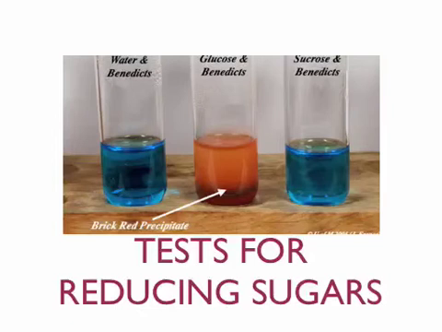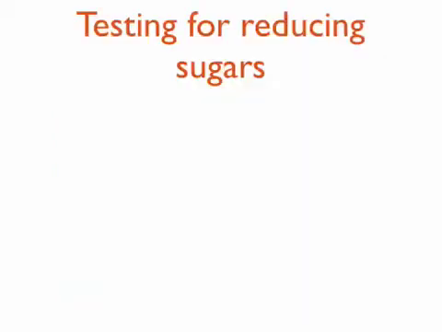Now we test for reducing sugars in a number of ways. There are 3 different tests that you need to be familiar with. When I say familiar with 3 tests, you would need to be able to recognise the results of 3 tests, but you only need to know the details of one test that you have actually done. Now, the test that we have done in the laboratory is the test that involves Benedict's solution. This next section of the movie will talk you through Benedict's, Fehling's, and Tollens.